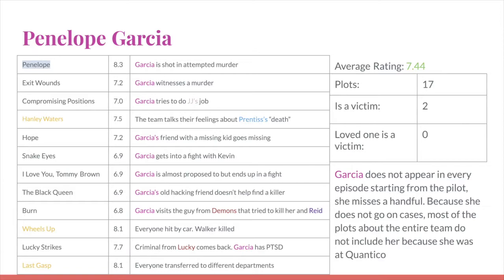Penelope was the episode where she is a victim first when she is shot in an attempted murder. And Hanley Waters was one of the episodes that is everyone and includes Garcia. I forgot to say this earlier, but as the team talks about the feeling about Prentiss's quote death, because she later comes back. And in Last Gasp, everyone is transferred to different departments. Garcia is put into, I forget exactly what the job was. It is something with computers, but it is not the BAU.